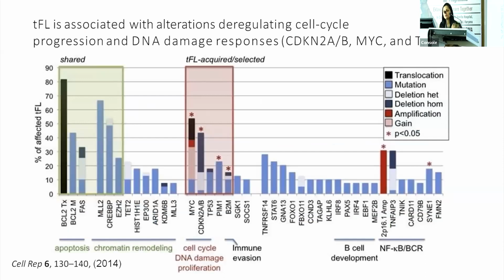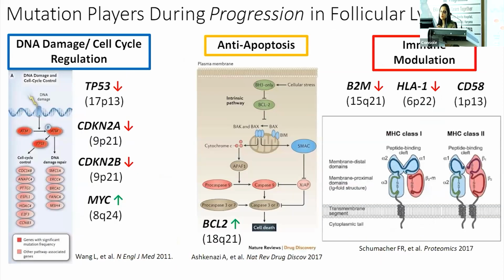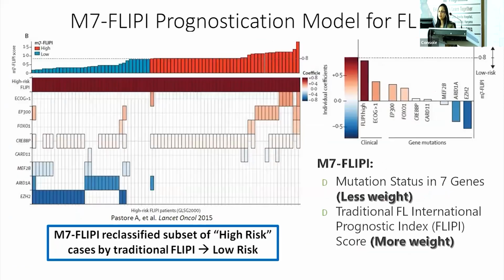And then there is transformation of these follicular lymphomas into diffuse large B cell lymphoma. So what causes them? There are additional mutations in the apoptosis, chromatin modeling, and DNA damage genes, which lead to this transformation. And if you can pick up these mutations, you will know which is the one which is going to transform into diffuse large B cell lymphoma. So these are the players: the anti-apoptotic, the immune modulator, and the DNA repair genes.